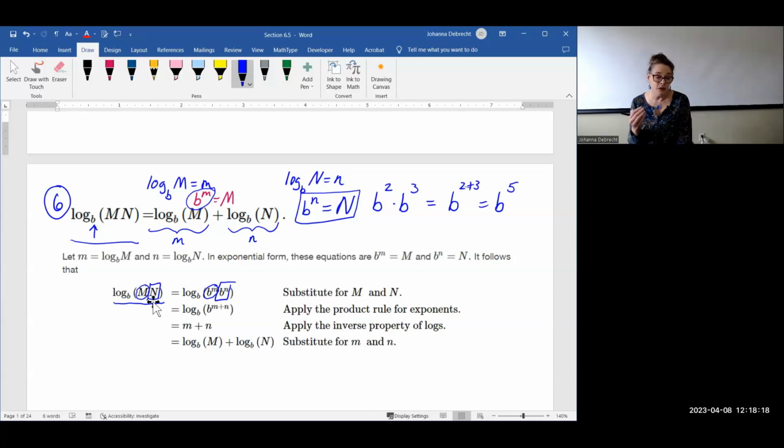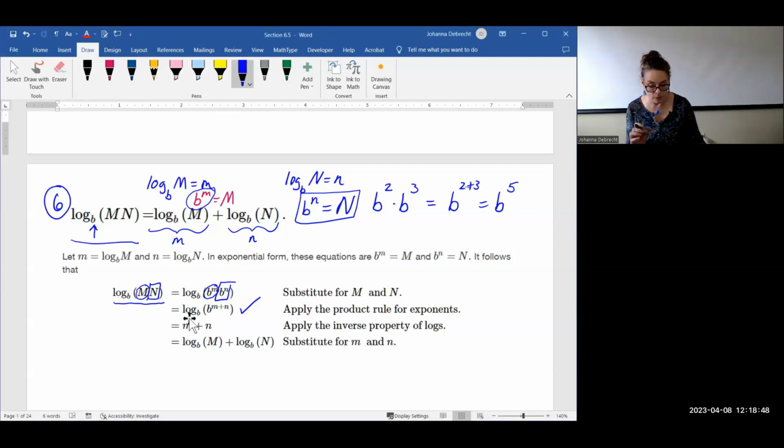And then these are exponential, so I can use exponent rules. This one right here, which says when the bases are the same and they're both b, I can add the powers. So when I add the powers, I get this step right here, which tells me that the log base b of b to the m plus n has to be equal to log base b of uppercase m times uppercase n. And then when I'm looking at this, notice that these are the same base.